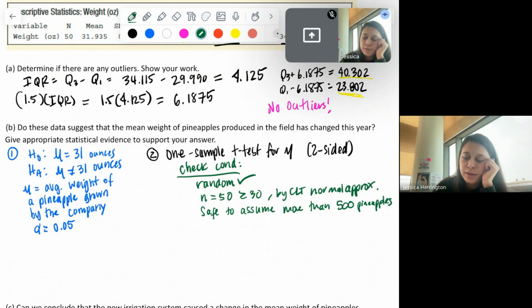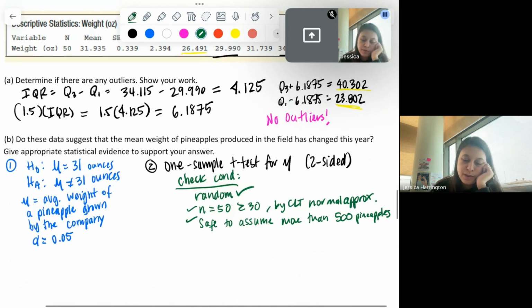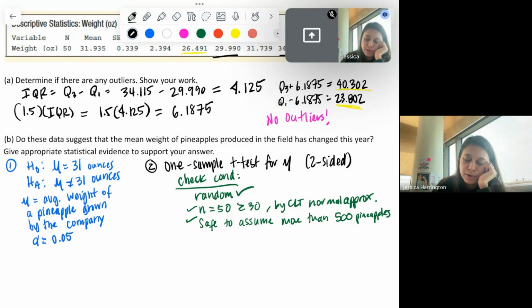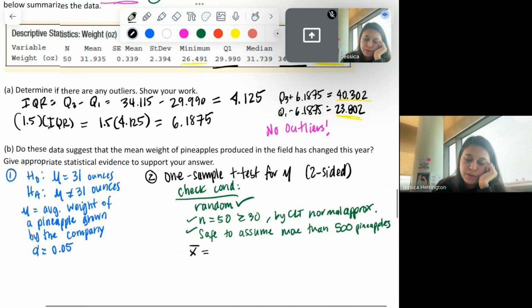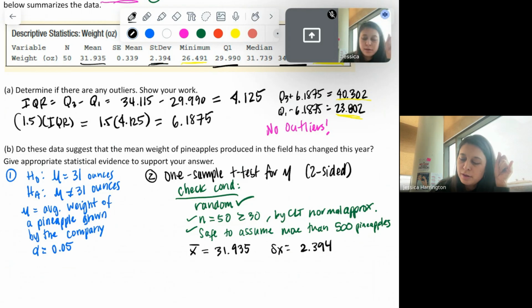Pineapples. Okay, check, check. We've checked our conditions. All right, now we need certain things from above. We need x bar. Do they give us the mean? Yes, right here, 31.93935. We need the standard deviation, which is here, the same as on this paper, 2.394. And we need n, right, which is 31.